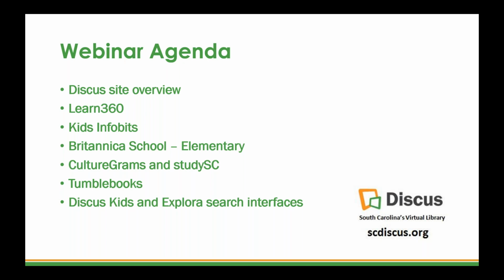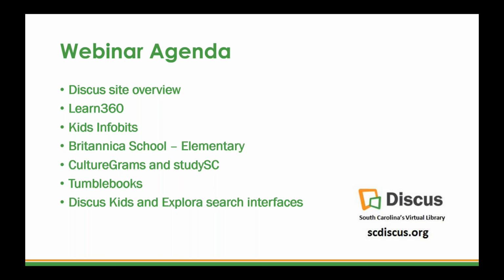Kids Infobits is going to bump it up a notch as far as your informational text. This is a great place to start students on learning to conduct research and pull citations and really understand how different formats of information, such as magazines, books, interviews, etc., will give them different types of content for their research.